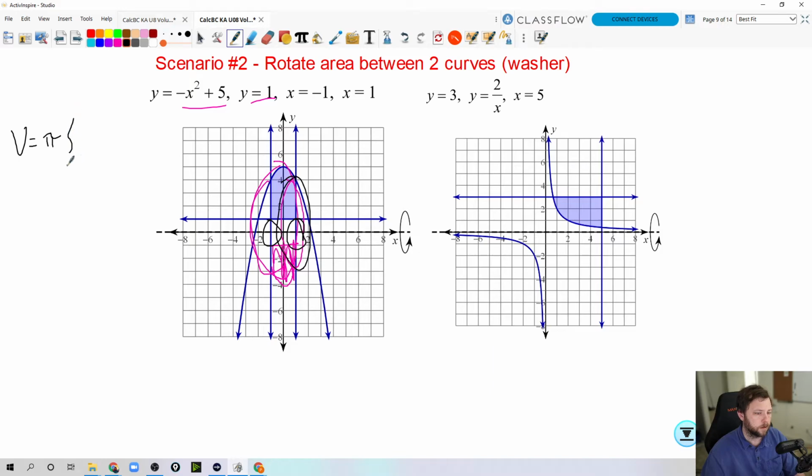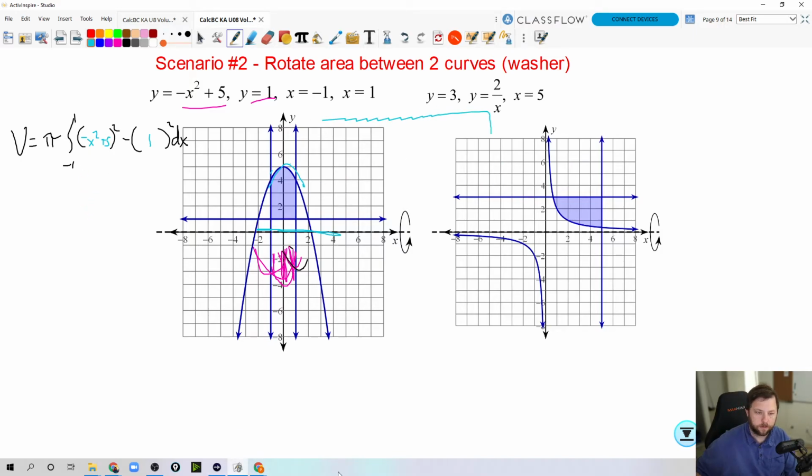Okay, my limits are still -1 to 1. But it's the big R squared minus the little r squared. And my big R is what is outside. So the function that is outside, if my axis is this line right here, which function is farther away, it's this one on top, the parabola. So I'm going to say my outer is negative x squared plus 5. And my inner function is going to be this line y equals 1. So it'll be 1. Boom, set up. Plug it into a calculator or whatever, you're done. That's it. Let's try this one over here.